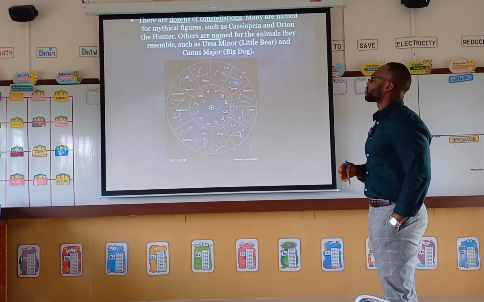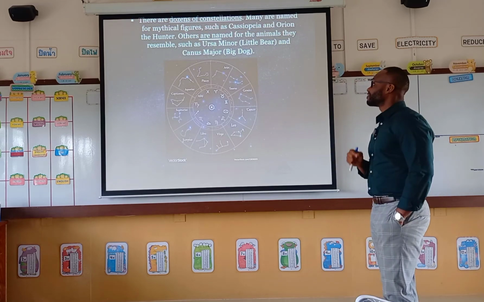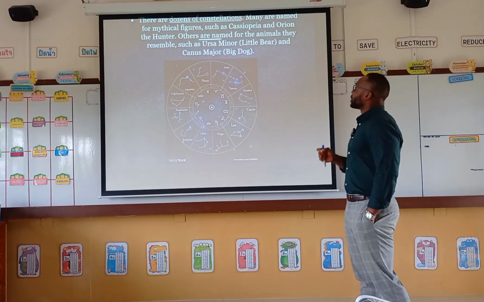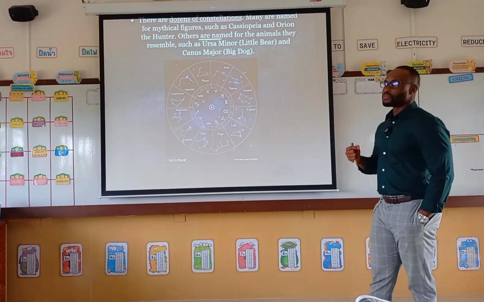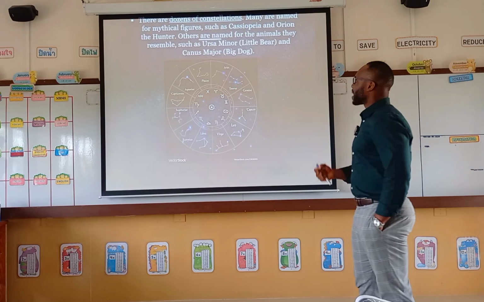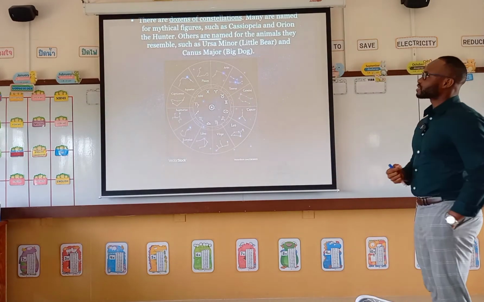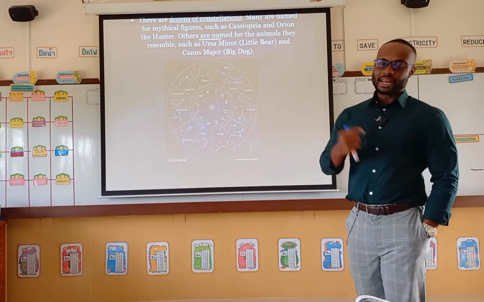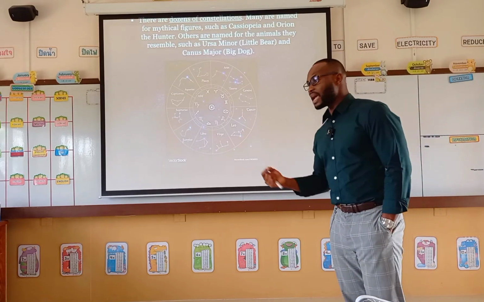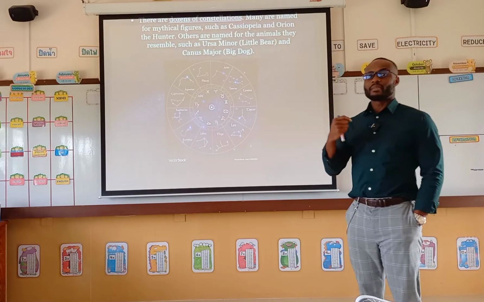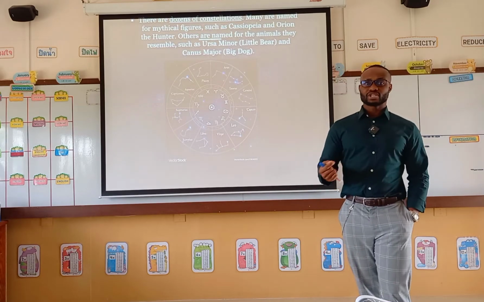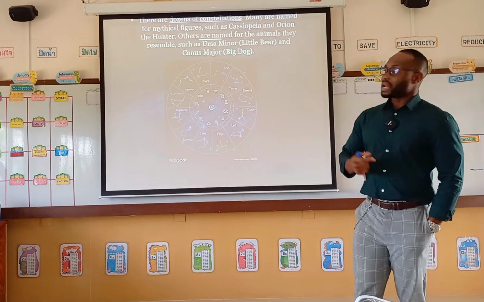Many are named for mythical figures, such as Cassiopeia and Orion, the Hunter. Others are named for the animals they resemble, such as Ursa Minor, the Little Bear, and Canis Major, the big dog. So all these are named from what? From animals that they resemble in the night sky. Okay, so the Ursa Major, the Ursa Minor, they look like what?